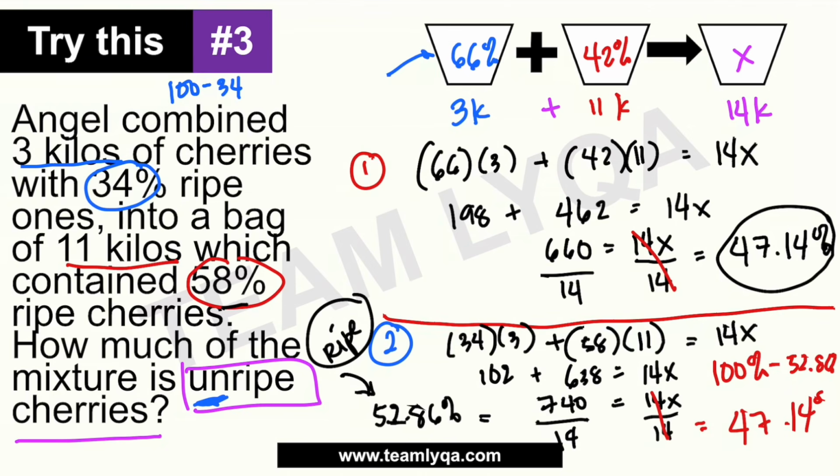So, pareho lang sila. Okay? So, you can solve it either way. Basta, ang tatandaan ninyo, kapag ang hinahanap ay yung kasalungat, ima-minus mo pa siya sa 100 dito sa ganitong klaseng technique. Kasi kung ang sinagot ninyo ay 52.86, ang ibig sabihin lang yan, hindi nyo napansin na ang hinahanap ay unripe cherries at hindi ripe cherries.